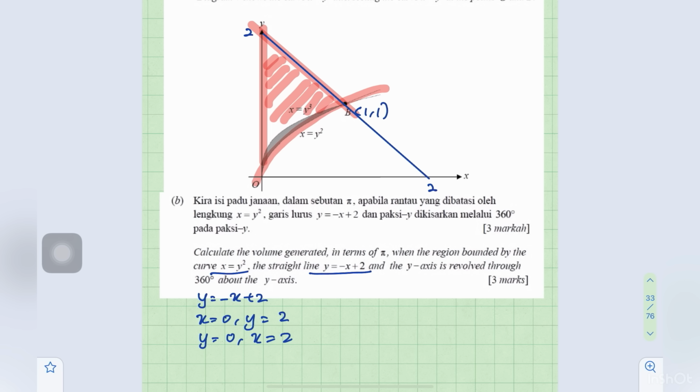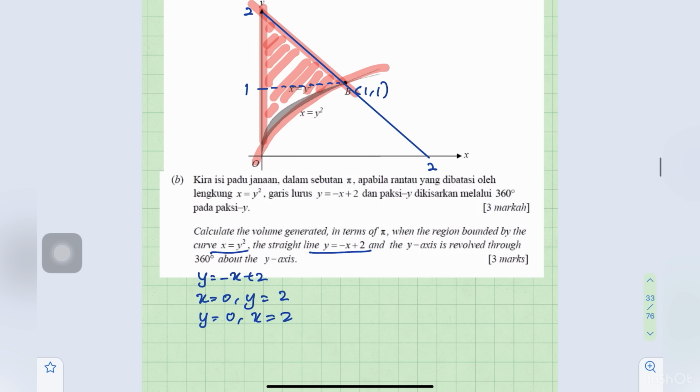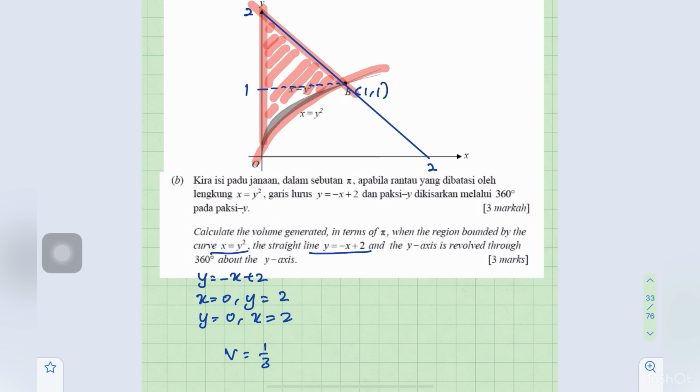Nak cari ni. Bila this region revolve through 360 degree about y-axis. Jadi untuk cari ni kita kena pecahkan, sebab kita ada line and curve. Okay, this one 1, this one 0. The first one is actually the combination volume, combination cone. Cone 1 over 3 pi r squared h plus formula for volume. So, AB rotated about y-axis, so pi x squared dy.